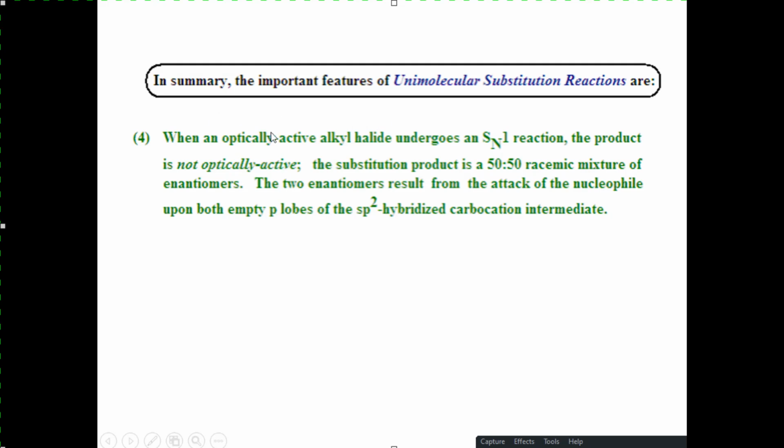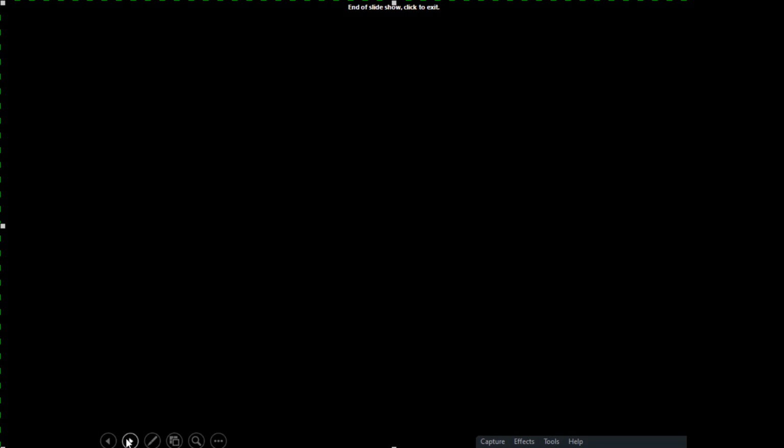Okay? So the last thing is what happens when an optically active alkyl halide undergoes SN1. The product is not optically active because it's a 50-50 racemic mixture. And that's because the two enantiomers result from the attack of the nucleophile on both empty lobes 50-50, and that gives you a racemic mixture. Okay? So that is the beginning of SN1. We will continue this discussion in the next lecture video.